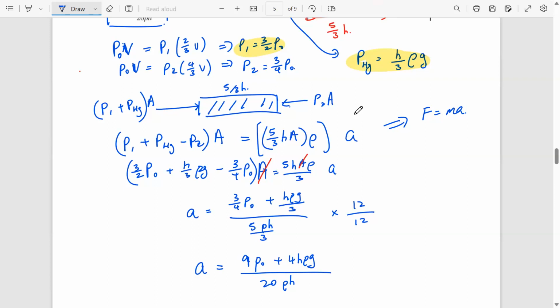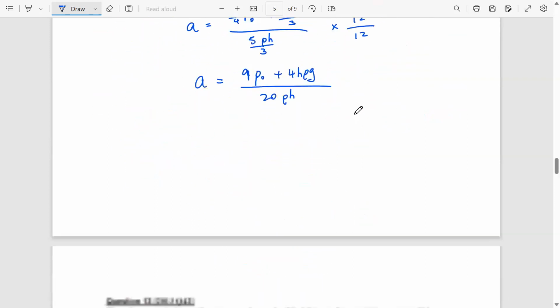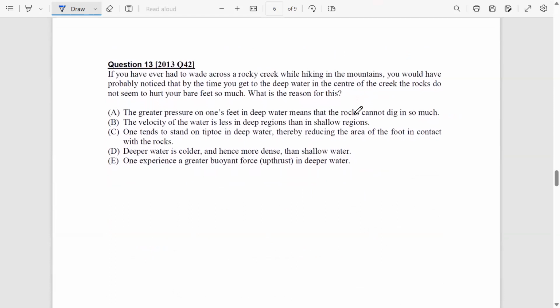Okay, let's go to the next question. 2013 question 42. If you ever had to wade across a rocky creek while hiking in the mountains, you will have probably noticed that by the time you get to deep water in the center of the creek, the rocks do not seem to hurt your bare feet as much.